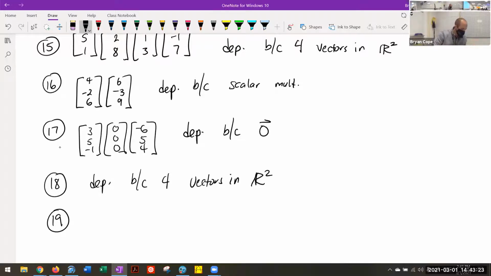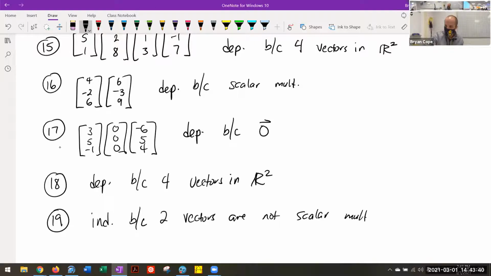19. Let's see, there's 2 vectors in R3. Let's check if they're scalar multiples or not. No, they're not. So it's independent because the 2 vectors are not scalar multiples. And finally, 20 contains the 0 vector, so dependent. Dependent because it contains the 0 vector. You can't see the problems, but they're the same setup as what we have above. You don't need to write them down.